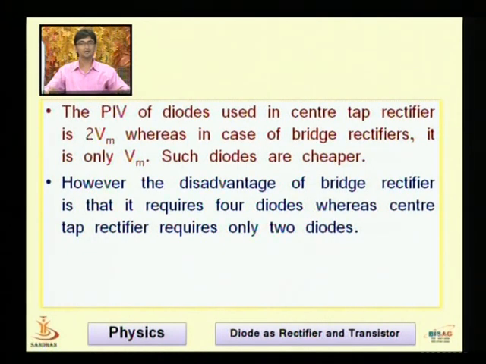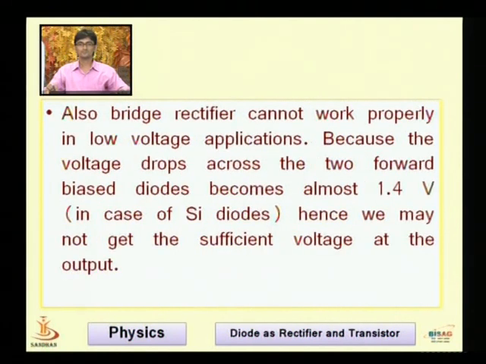However, the disadvantage of the bridge rectifier, if you try to recall, is that the center tap rectifier was using 2 diodes for its design, whereas the bridge rectifier is using 4 diodes for its construction. Also, the bridge rectifier cannot work properly in low voltage applications because the voltage drop across the 2 forward biased diodes becomes almost 1.4 volt if we are using silicon diodes. Hence, we may not get sufficient voltage at the output.